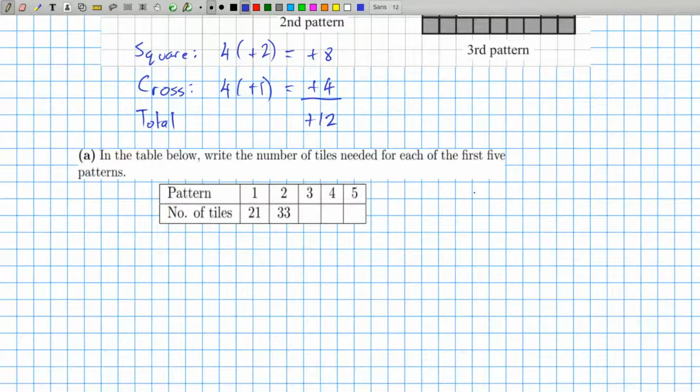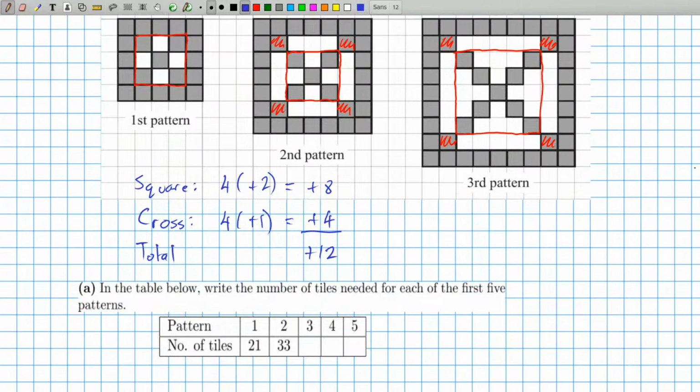Now the very first question that we're actually asked in this is to write down the number of tiles needed for each of the first 5 patterns. So you can count them up. We're given the first 2. You can see there's 21 tiles in the first pattern, there's 33 tiles in the second pattern, and if you count them up you'll get there's 45 tiles in the third pattern.